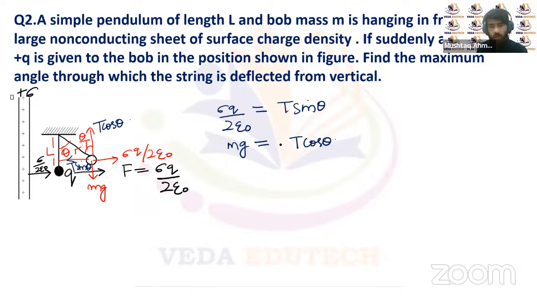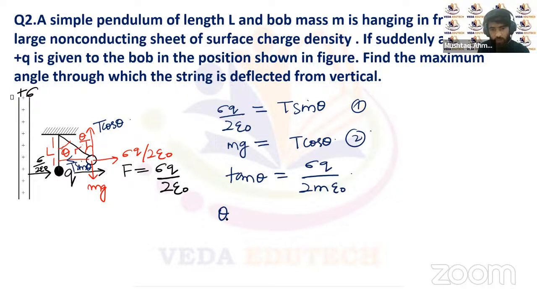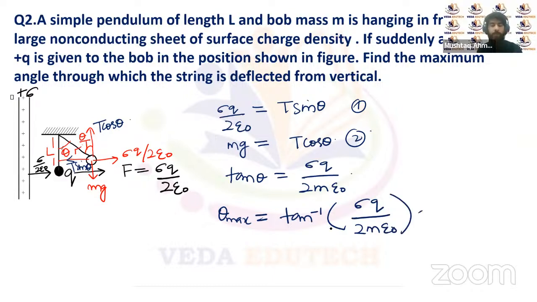T cos theta. Now if we divide these two equations, we'll get tan of theta. Tan theta will be sigma q upon 2m epsilon naught. This will be the tan of theta, so this will be the maximum deflection. So theta maximum has to be equal to tan inverse of sigma q upon 2m epsilon naught. So this will be the maximum deflection for this bob.